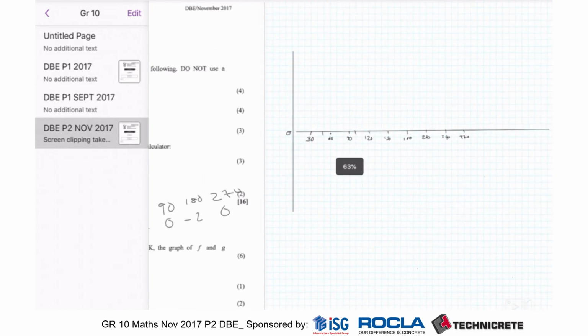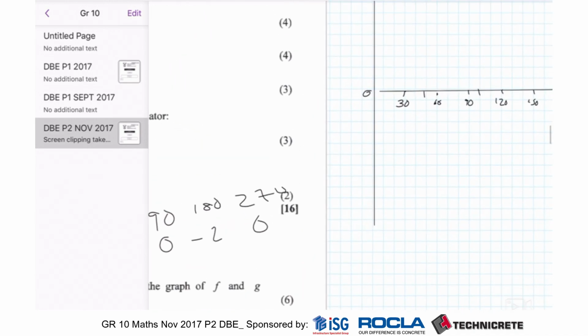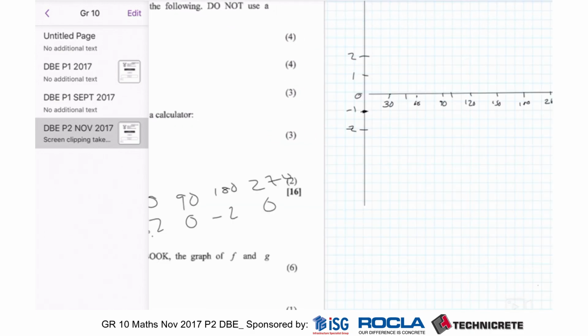So let's start with the sine one. Sine one was, well, let's use the side 2. So that's 1, that's 2, negative 1, negative 2. Okay, so the sine one we said starts at negative 1. We go up to 90. So from 0 to 90 up.